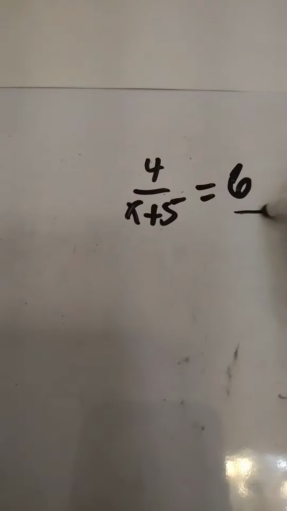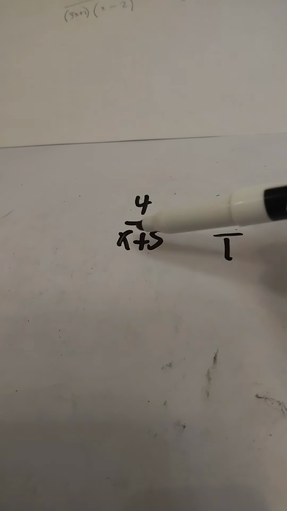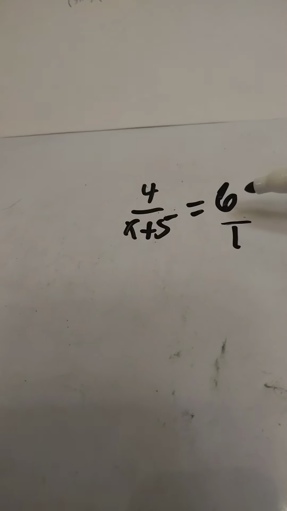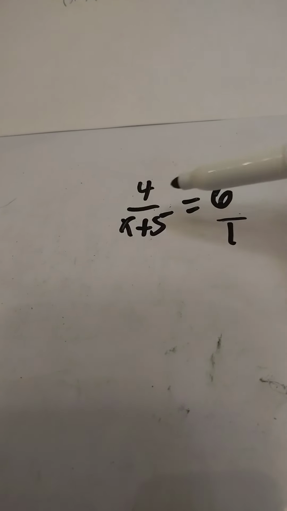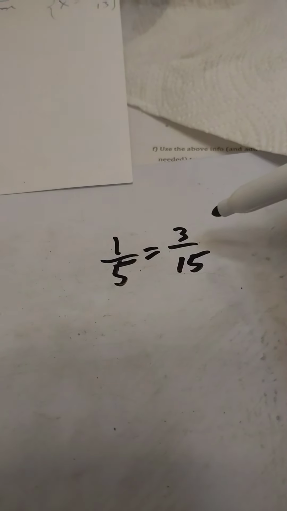Here's an interesting way of solving this. What is it called when you have one fraction equal to another fraction? I made that 6 over 1, same thing. A proportion. And the nice thing about proportions is their cross products are always going to be equal. Let me give you an example of that. How about 1/5? Doesn't that equal 3/15? If I reduce 3/15, don't I get 1/5?